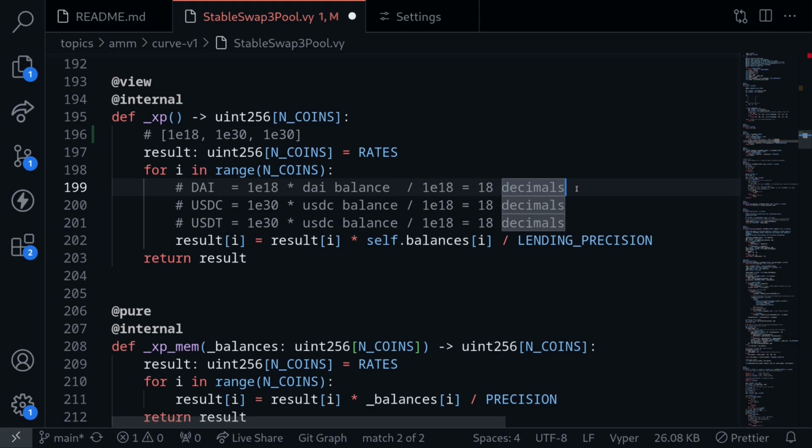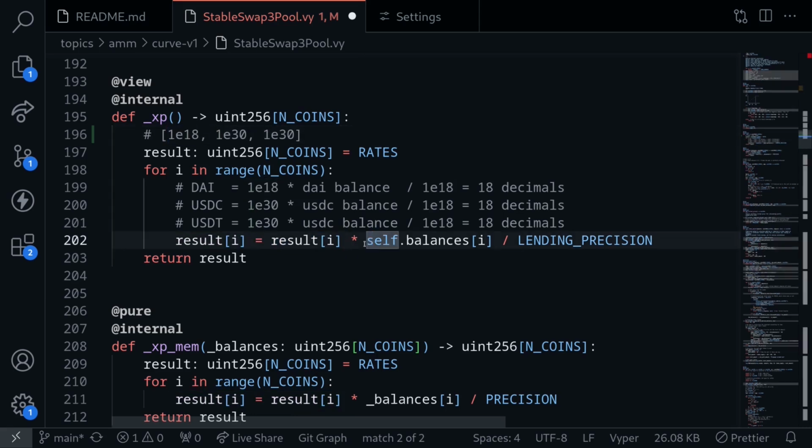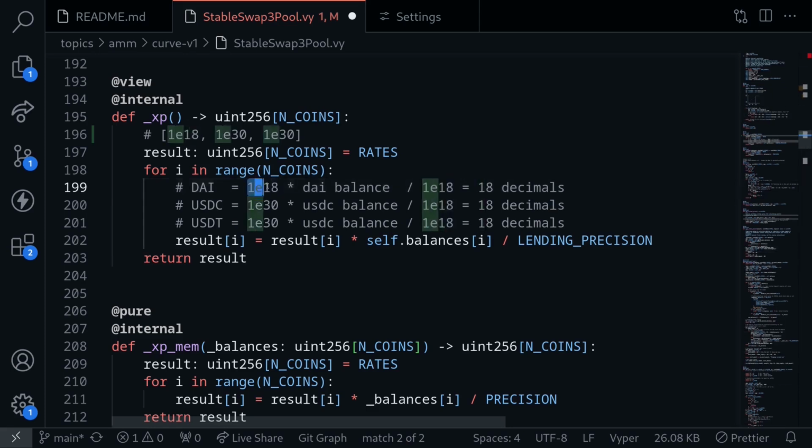Okay, let's now see what the first iteration will produce. Result of i will initially hold 1E18, and then it's multiplied by the balance of DAI. Again, DAI has 18 decimals, and then lending precision is 1E18. So let's do the math. 1E18 times DAI balance divided by 1E18. This will be the DAI balance with 18 decimals.